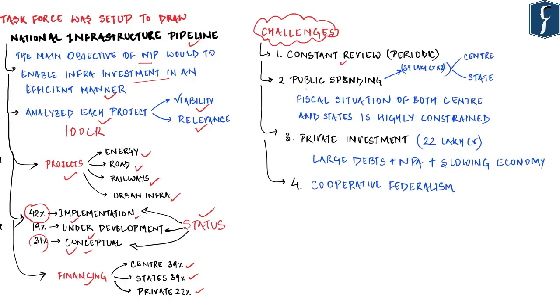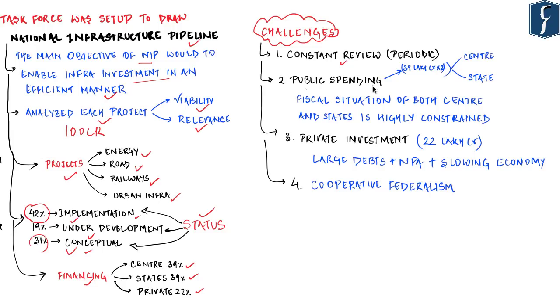Now, so far, the National Infrastructure Pipeline is just like a project report which contains the list of infrastructure under various sectors, the stage of implementation, and the financing needs of each of them according to their relevance and viability. Now, if there is no constant monitoring or periodic review of such projects, this might end up as mere collation and listing of projects and nothing more.